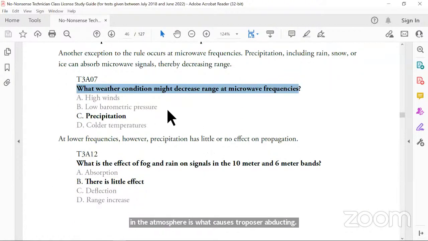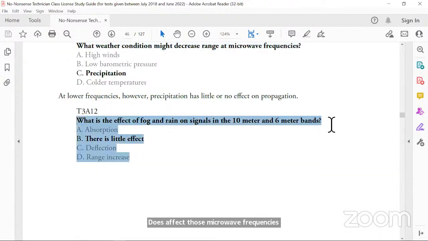What weather condition might decrease range at microwave frequencies? So we did say that for those very, very high frequencies, weather does, so precipitation, which will be things like rain and snow and so on, does affect those microwave frequencies. Next question in the question pool.